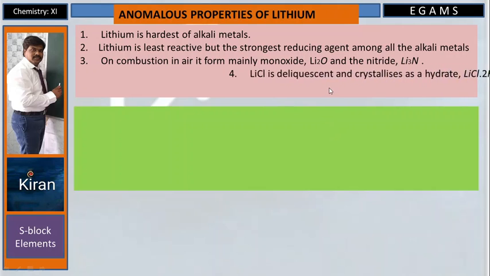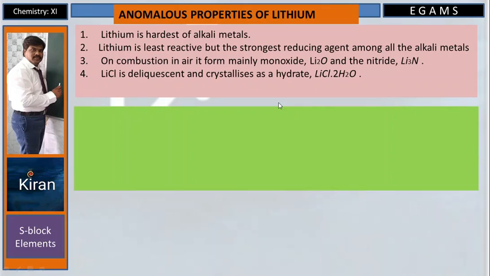Lithium chloride is deliquescent and crystallizes as a hydrate. These salts are available in the hydrated form. Example, LiCl.2H2O. Whereas other alkali metal chlorides do not form hydrates. Other alkali chlorides, for example sodium chloride, we represent only as NaCl, not NaCl.H2O.